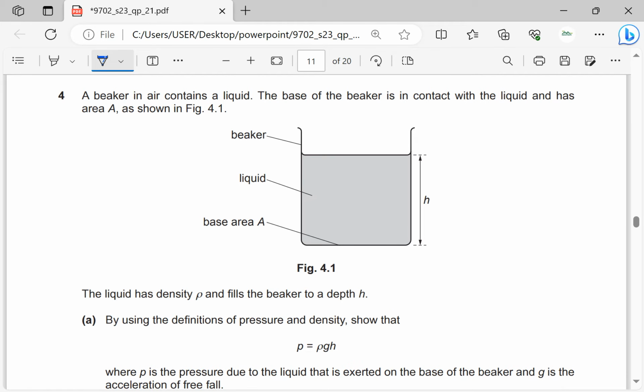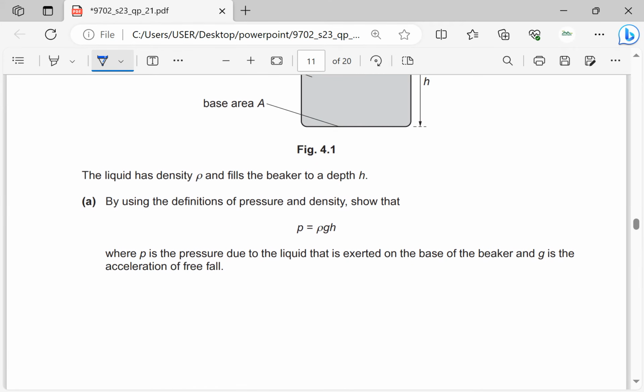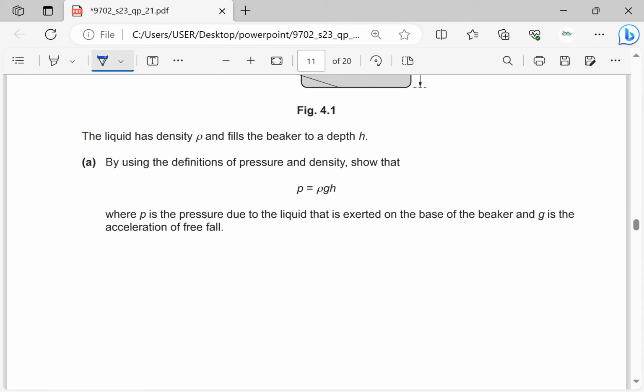A beaker in air contains a liquid. The base of the beaker is in contact with the liquid and has area A as shown in the figure. The liquid has density ρ and fills the beaker at a depth h. By using the definitions of pressure and density, show that pressure is equal to that.